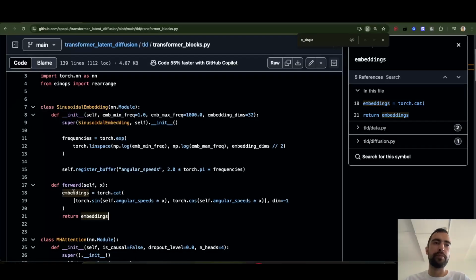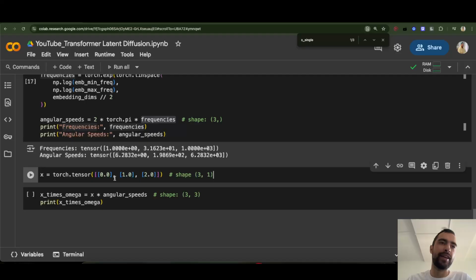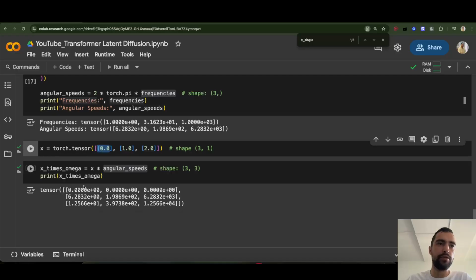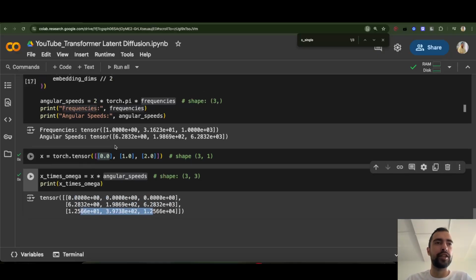So in the forward pass, we get this x, which is a tensor. So let's say we have this tensor x, it's 0, 1, 2. So the shape is 3, 1. And then x times angular speeds. You see here, 0. Oh, yeah, it's all zeros. Then 1 times angular speeds, and then 2 times these 3 angular speeds here.